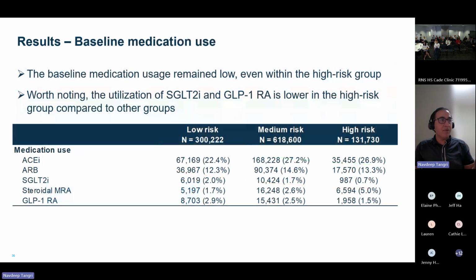And this is the point about baseline use. In high risk people, both SGLT2 inhibitor and GLP-1 agonist use is lower than in medium or low risk people. So we just see this everywhere. Discontinuation rates are higher, initiation rates are lower. We don't tend to do the right thing for high risk people.